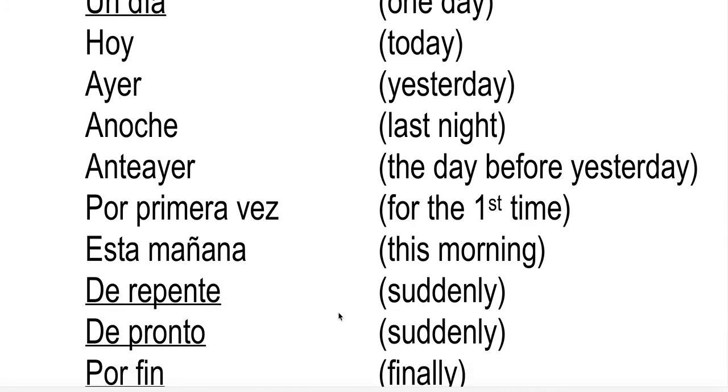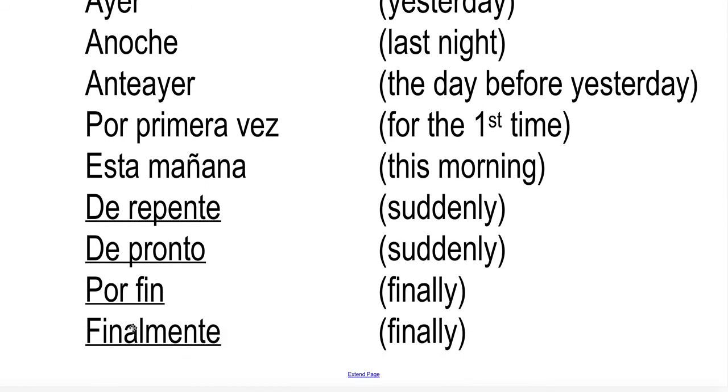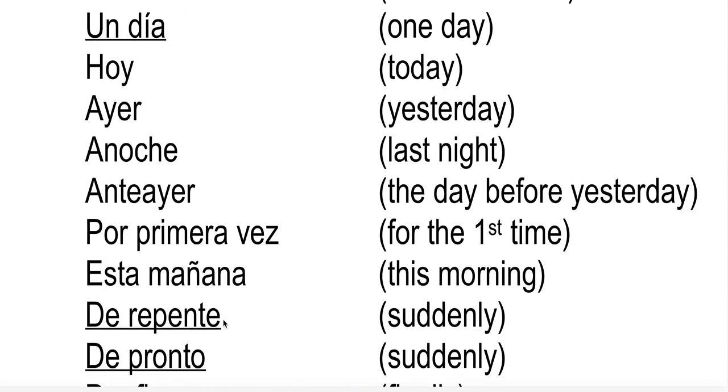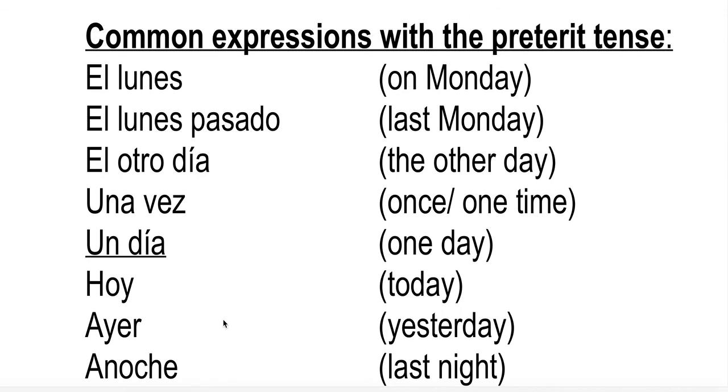Remember the suddenly transition words for interrupters. De repente, de pronto, por fin, finalmente. These are showing a conclusion of what happened. So these are all indicators of the preterite tense, and usually they will be used with a preterite tense verb.